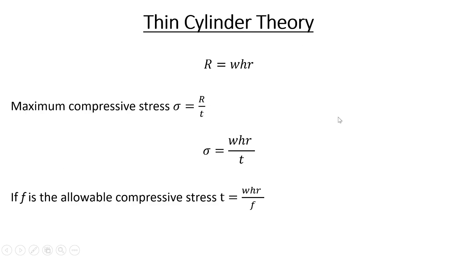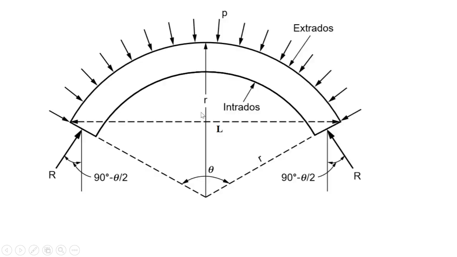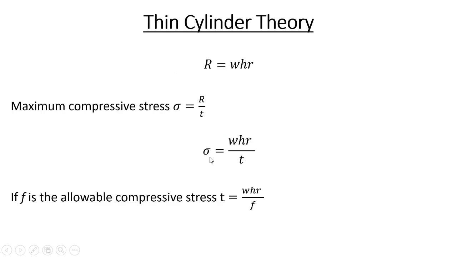Now again moving to the continuation, we got the equation: the end reaction is equal to w times h times r. Now the maximum compressive stress in concrete or in any material will be equal to the reaction divided by t, where small t is the thickness of the arch dam. Again remembering, this is the thickness of the arch dam. So we will get the maximum compressive stress.